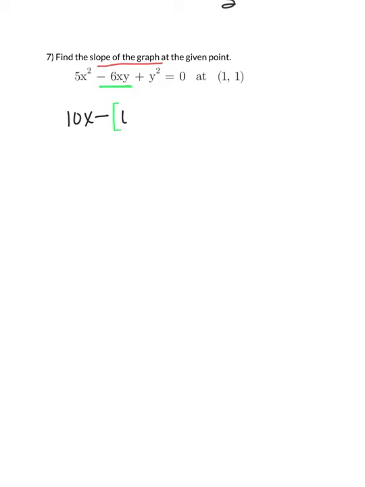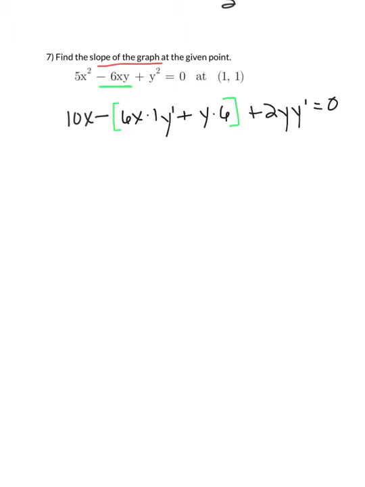The first is 6x times the derivative of the second, which is 1, but it was a y, so y prime, plus the second, y, times the derivative of the first, which will be 6. So that ends the product rule for the second term. Moving on, the derivative of y squared will be plus 2y, and that was a y, so we have to write y prime equals 0.